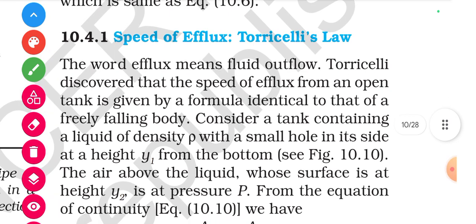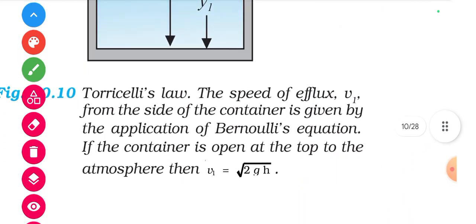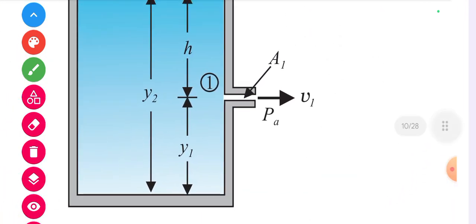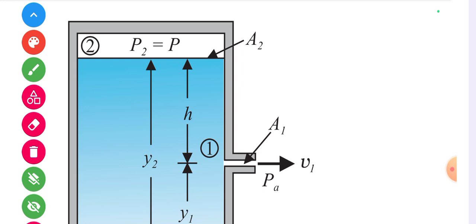What Torricelli's law states is that the efflux, what is efflux? The fluid outflow. You can see a tank here and there is an opening in this tank. So this efflux, the fluid outflow through this opening, Torricelli says will be equal, for an open tank, just remember this, to the velocity of a body in free fall. We will first consider a case in which we take a closed tank, but later on we'll switch the condition to the open tank, and in that case the speed of this efflux will be equal to the velocity of a body in free fall.